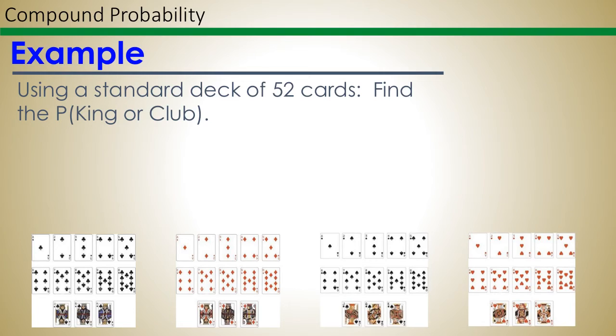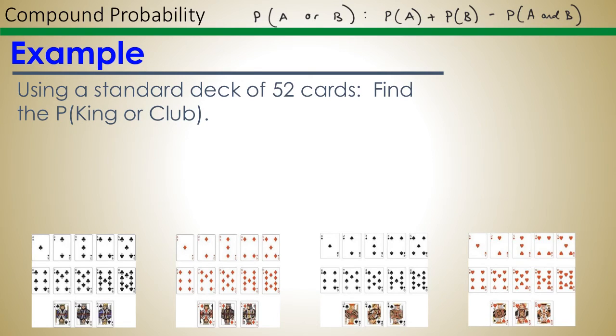The formula for this is: probability of A or B is equal to probability of A plus probability of B minus probability of A and B.